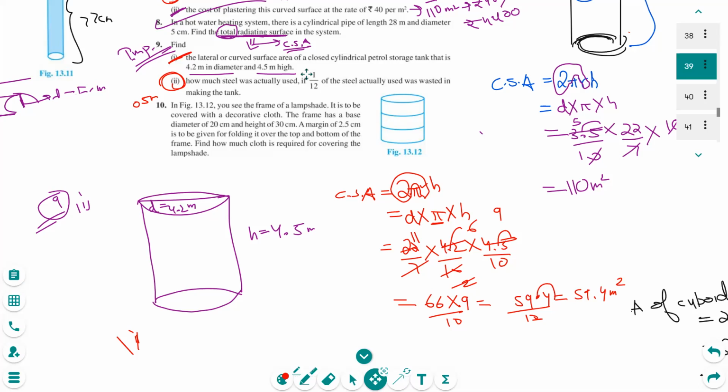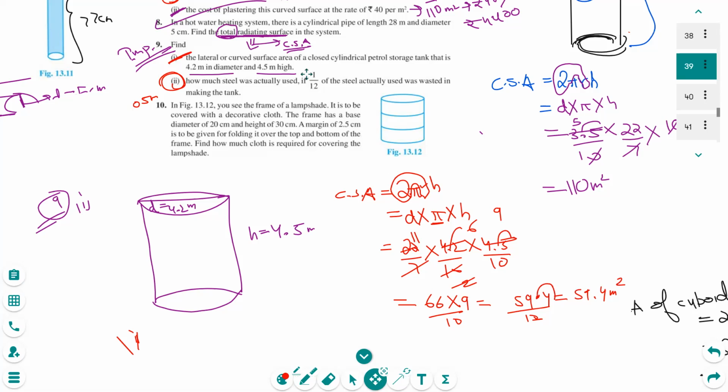While welding it or doing some kind of craft work or bending it, I wasted 1/12. Suppose I have X steel that I took. Now I wasted 1/12 of it. This is my 1/12 part. I'm going to throw it out because I'm wasting it. Now I drew a closed cylinder. I used the rest in making the bottom and the top, so I developed a closed cylindrical tank with it.